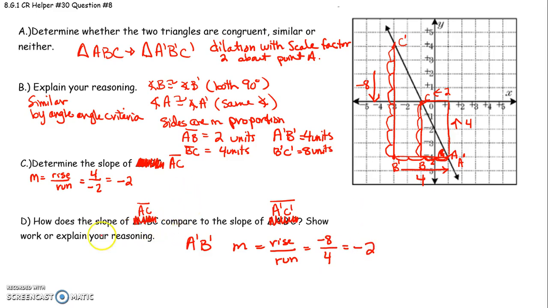So the slopes, I showed work to explain why those slopes will absolutely match. They're going to match because they lie on this same beautiful line. And the slope of that line will not change. Wowza. I hope that helped. I know it's not super.